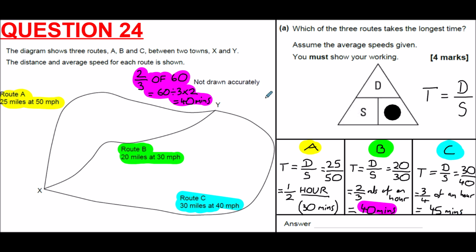And so the original question, part A, which of these 3 routes takes the longest time? It would actually be route C, because 45 minutes is longer than 40 minutes for B and longer than half an hour for A. And so the final answer for which route takes the longest would be route C. And so that's the one we need to write down on the answer line.